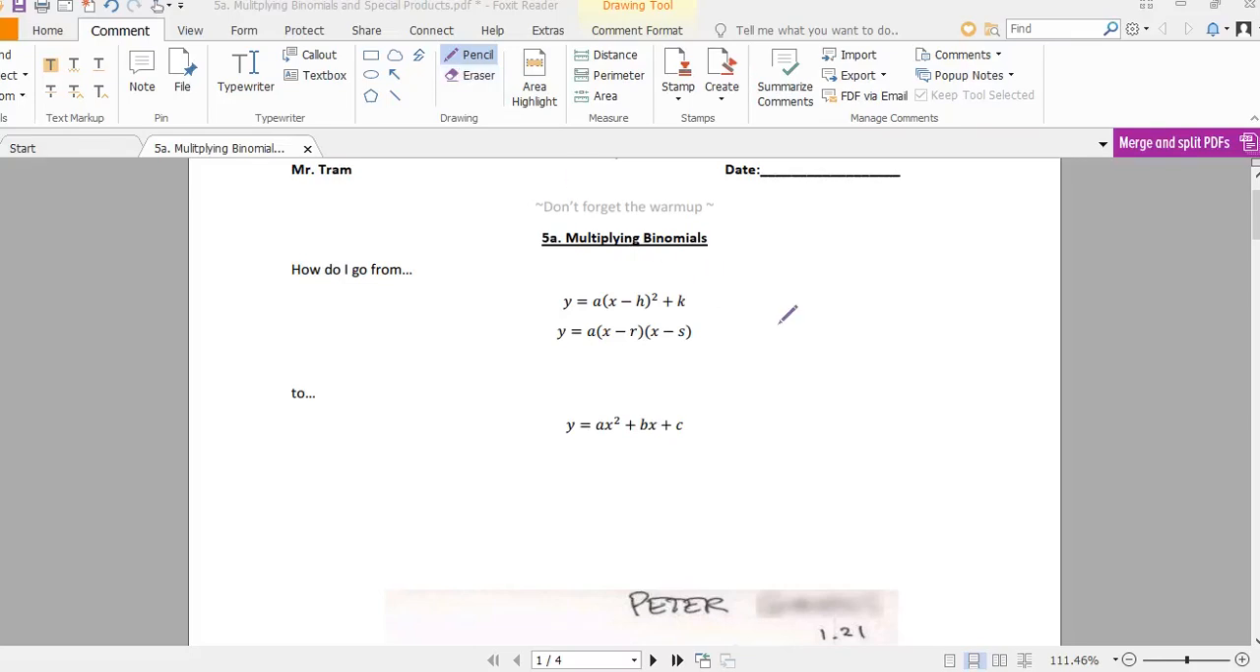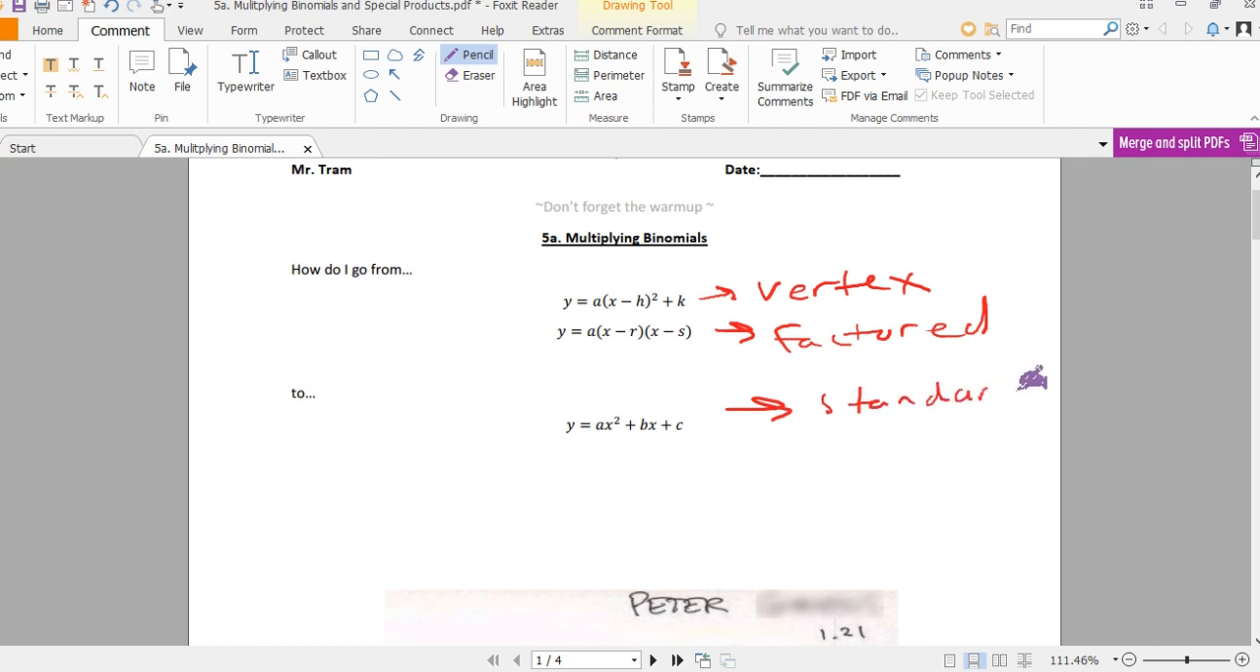Alright, welcome everybody to lesson 5A, Multiplying Binomials. Now, we are starting chapter 5, and like I said, most of chapter 5 will be focused on the algebra behind how to convert between the three forms. So, first off, we notice that this is our vertex form, this is our factored form, and this is our standard form. So today's focus is being able to go from one of these two forms to the standard form.